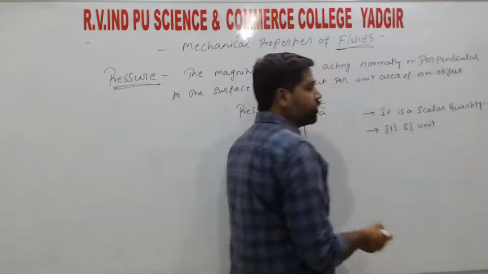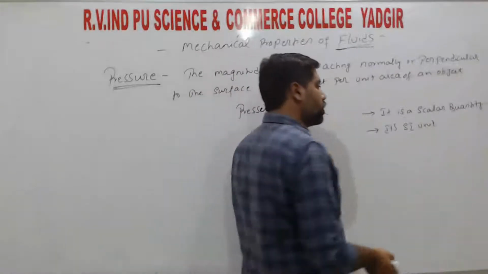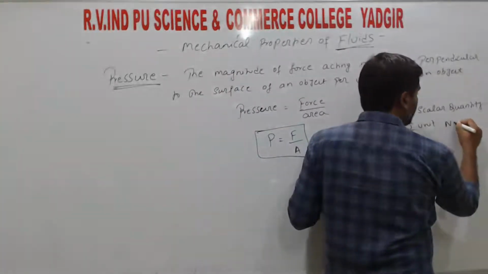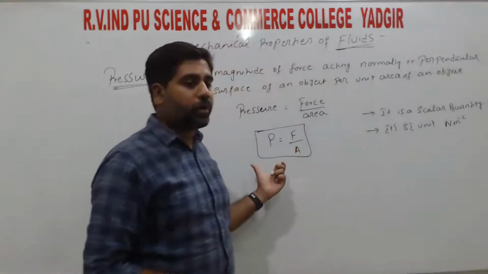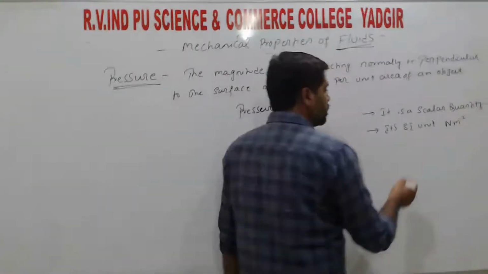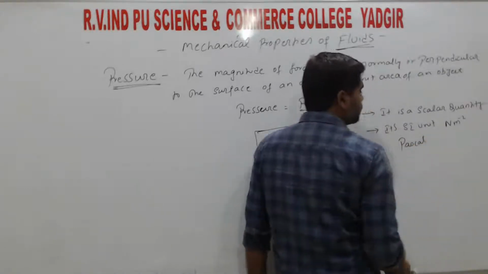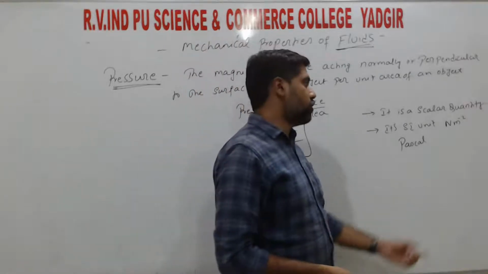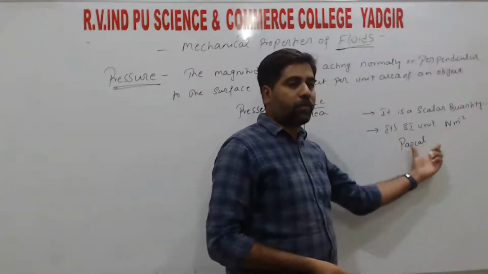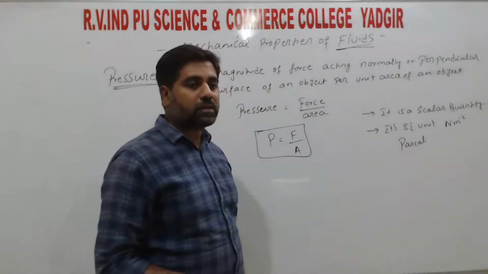So its SI unit: force is in Newton, area is in meter square, so that is Newton per meter square, N m to the power minus 2. But for pressure, we regularly use the unit Pascal, right? So 1 Pascal is equal to 1 Newton per meter square. So Newton per meter square and Pascal are the same. In pressure we generally use the word Pascal.